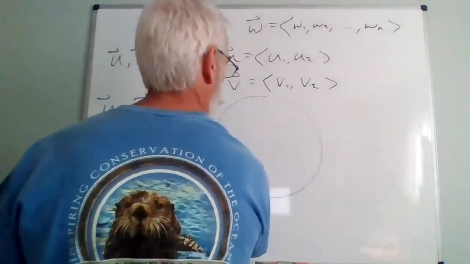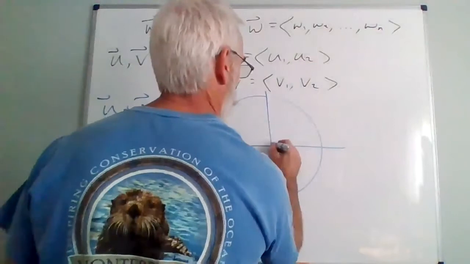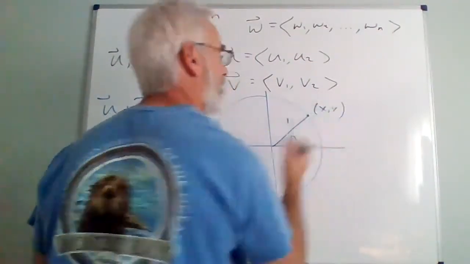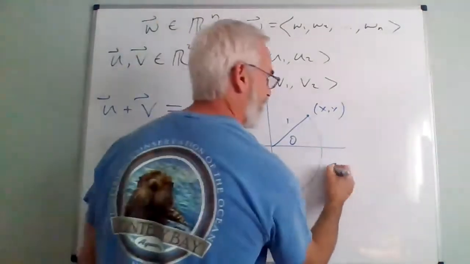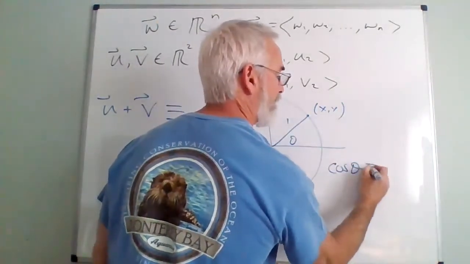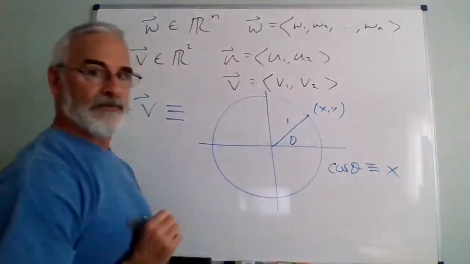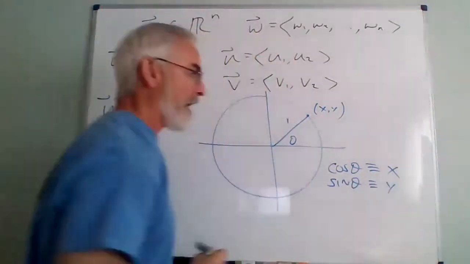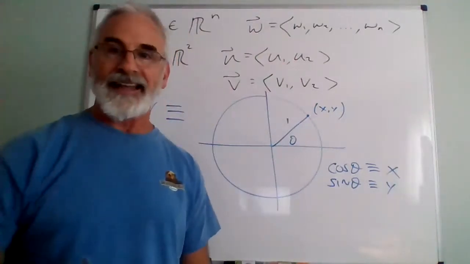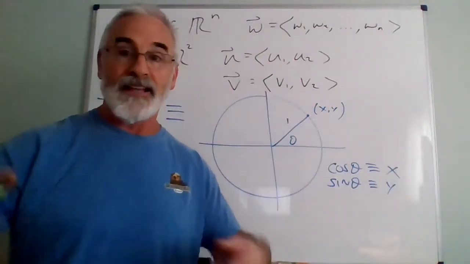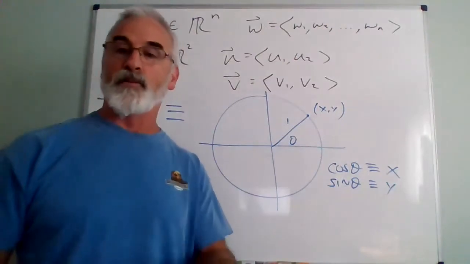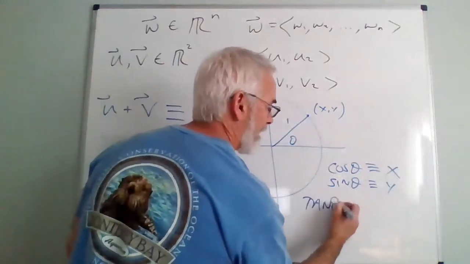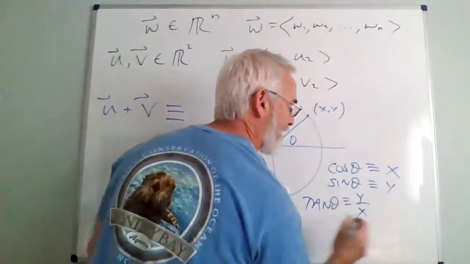On the unit circle, this is the unit circle. The cosine of theta is defined to be x. The sine of theta is defined to be y. It cannot be calculated. You can't calculate the sine and cosine of theta. You have to define them first. And then once I define them, I can calculate them. And the tangent of theta is defined to be y over x.